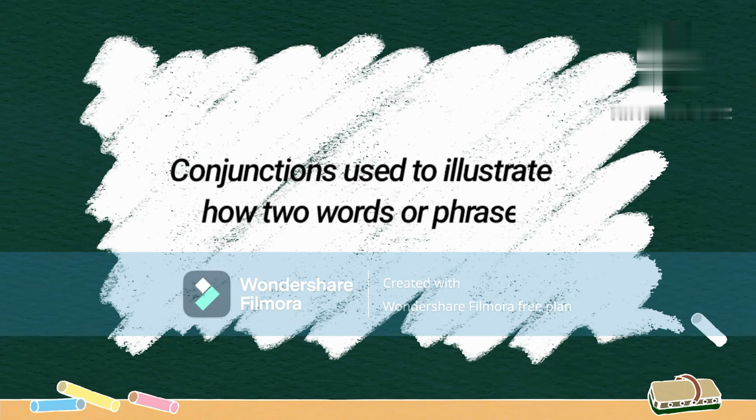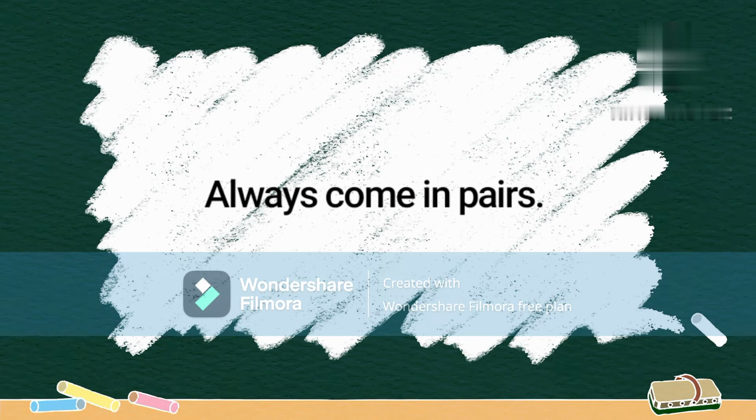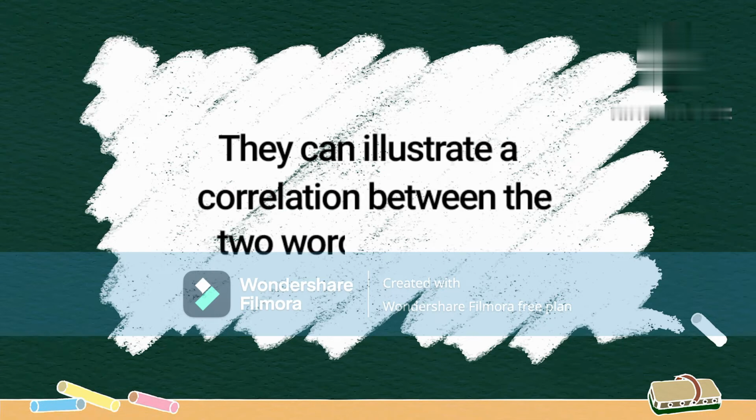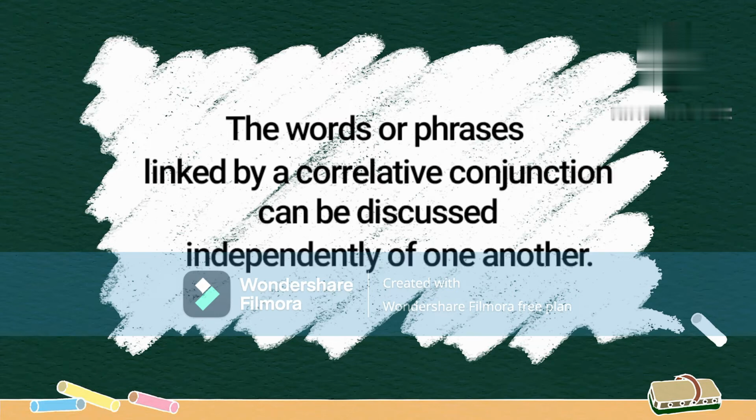Correlative conjunctions are conjunctions used to illustrate how two words or phrases within a sentence relate to each other. Correlative conjunctions always come in pairs, though they can illustrate a correlation between the two words or phrases. They don't necessarily have to. In many cases, the words or phrases linked by a correlative conjunction can be discussed independently of one another.